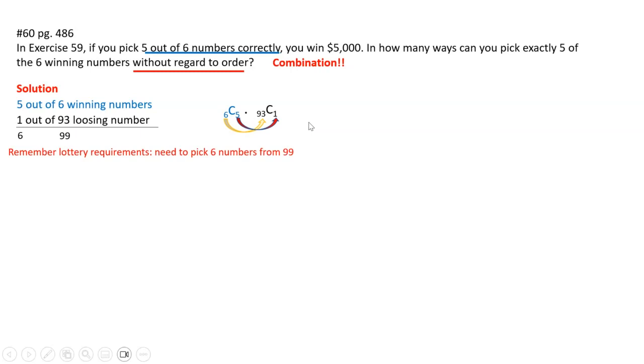So we use 6 combination 5, put in the calculator. It's going to give us 6. And 93 combination 1, I believe, is going to give us 93. You multiply them out, and that's my solution.